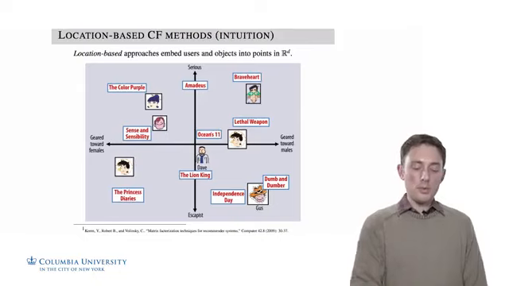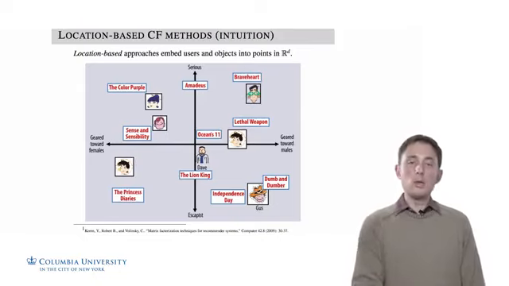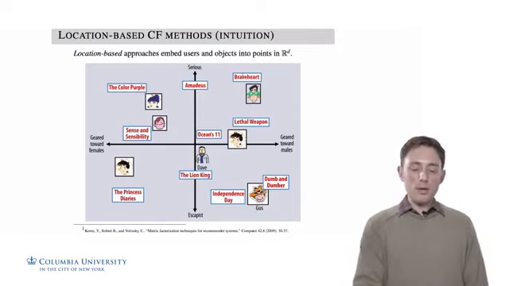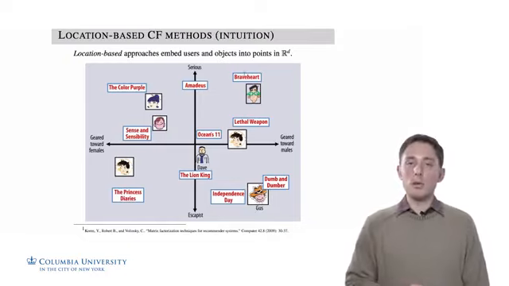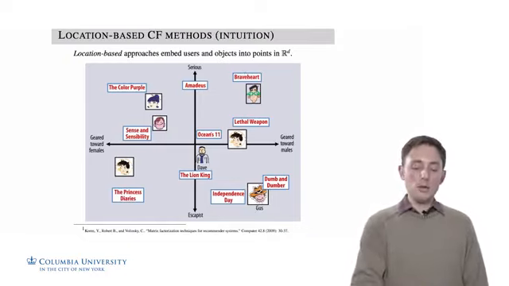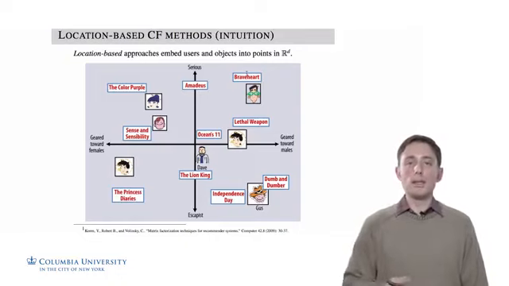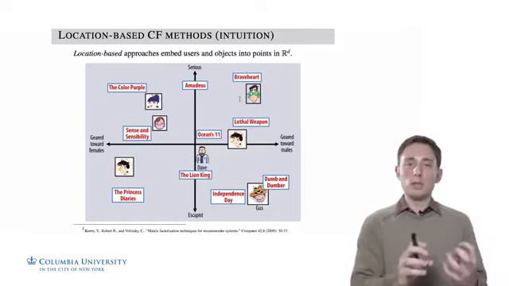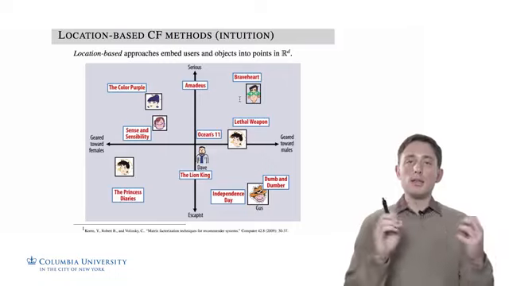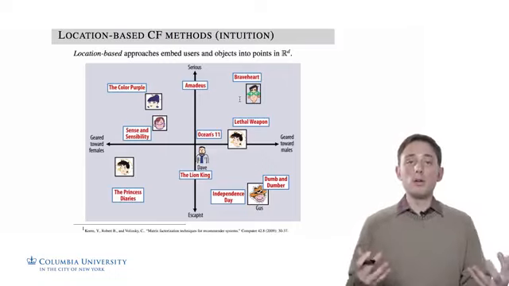Then, for example, this person is close to Braveheart, and so even though this person has not rated Braveheart, and I have no information about what this person thinks about Braveheart, because I have learned that Braveheart is close to this person, I'm going to assume that this person would like that movie. So these location-based methods that we're going to discuss today make recommendations based on how close things are to each other in a latent embedding space that we have to now learn from the data.